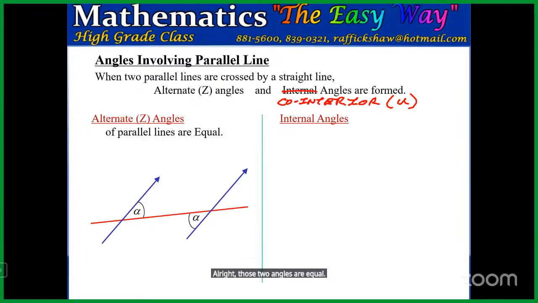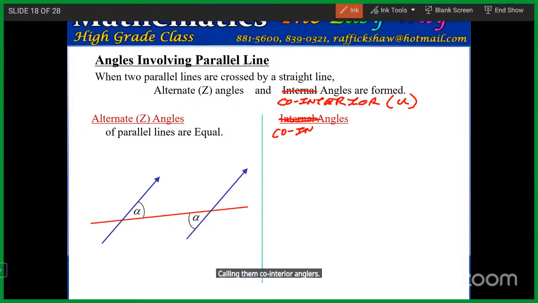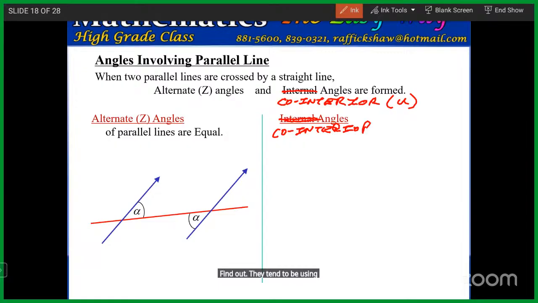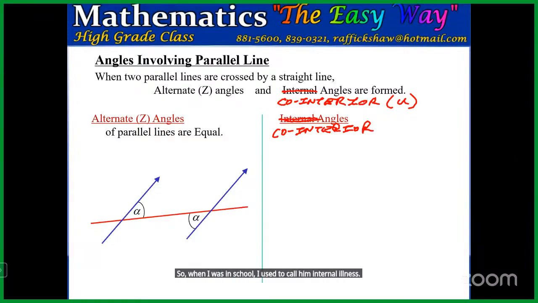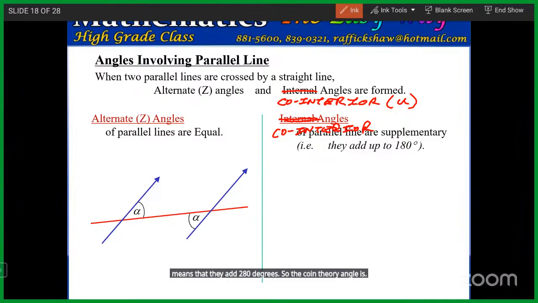Then now we want to talk about the co-interior angles. As I said, I'm not calling them internal angles anymore. I'm calling them co-interior angles. I used to call them internal angles in the past, but I find that they tend to be using the term co-interior more in textbooks now. So that's why, when I was in school, I used to call them internal angles. All right. So we're going to use the same situation to create the concept of the co-interior angles. Now, co-interior angles of parallel lines are supplementary, and the word supplementary means that they add up to 180 degrees.